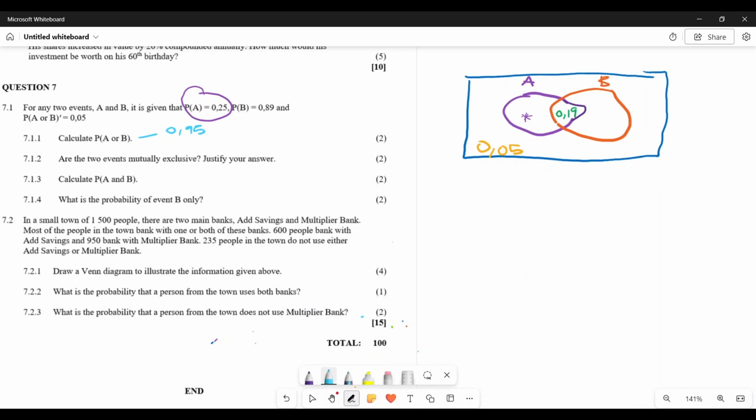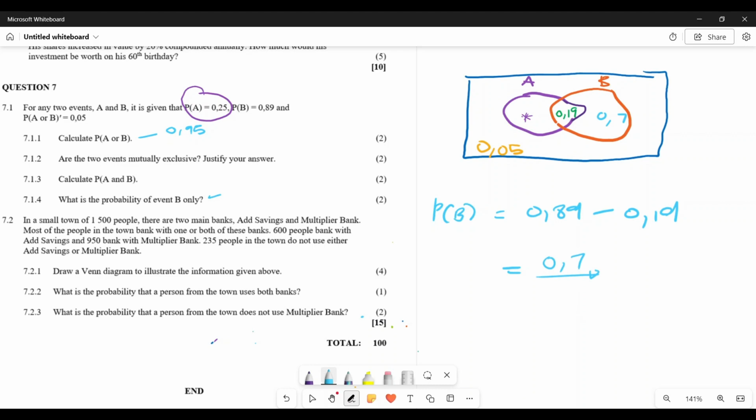Now, the preceding question was the probability of B only. Now, remember, I said the probability of B only will be when we take the 0.89 and minus the probability of A and B, which is 0.19, right? And as a result, 0.89 minus 0.19 should be equal to 0.7, right? Because why? To find the probability of B, we would take this 0.7 and we would add it to this 0.19. And as a result, we would get the probability of B as a whole, right?